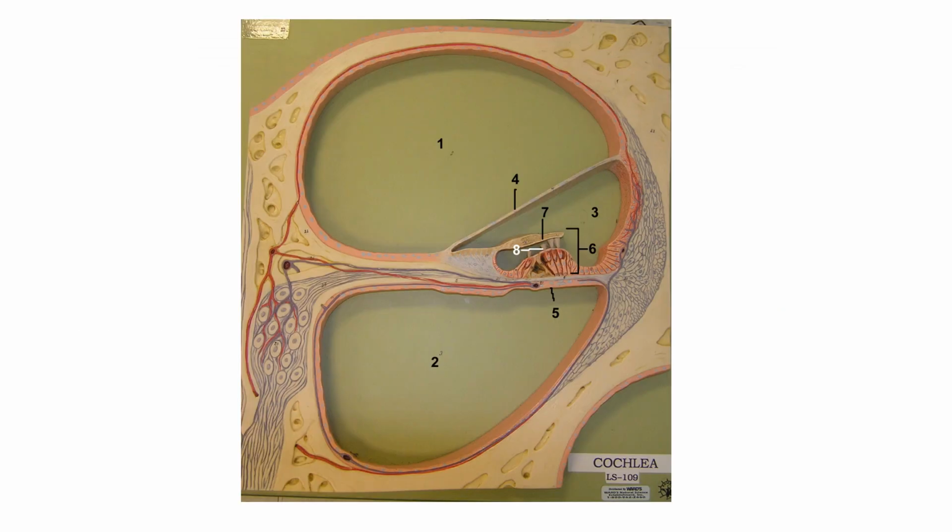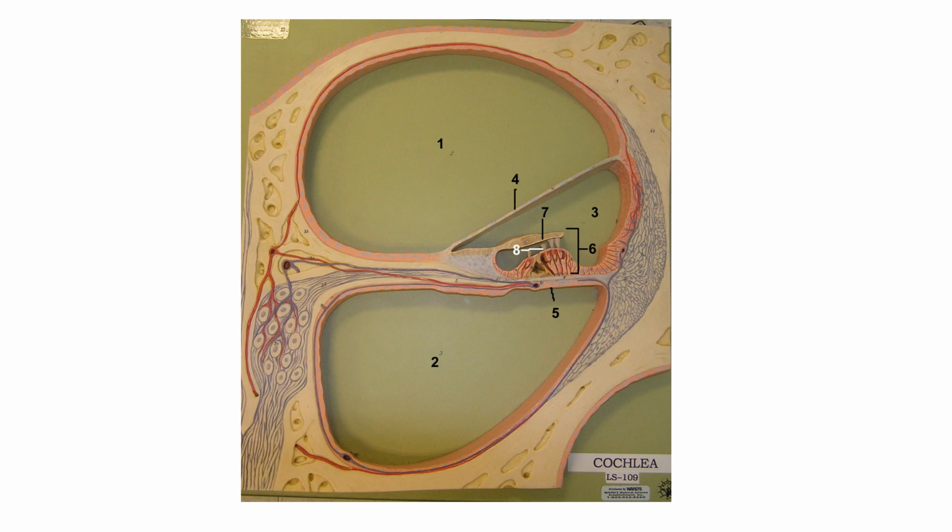Here is a non-labeled view of the cochlea. Can you identify the structures 1 through 8? So number 1 would be the scala vestibuli. Number 2 would be scala tympani. 4 is the vestibular membrane. 5 is the basilar membrane. 3 is showing you the cochlear duct or scala media.